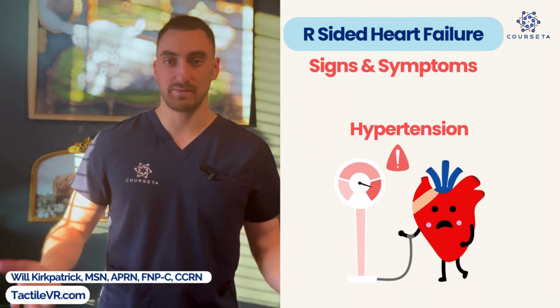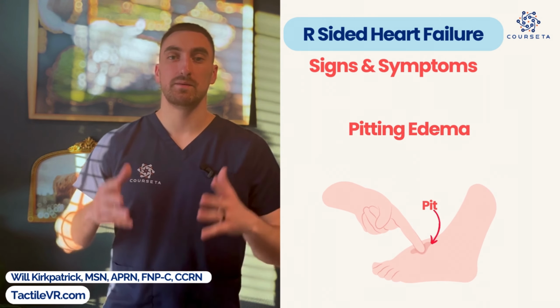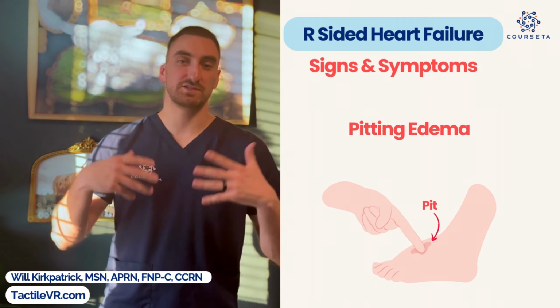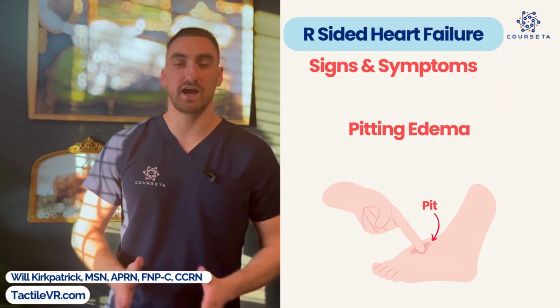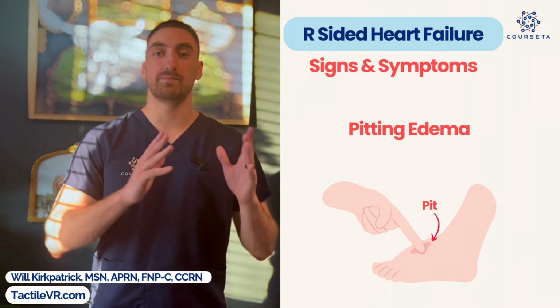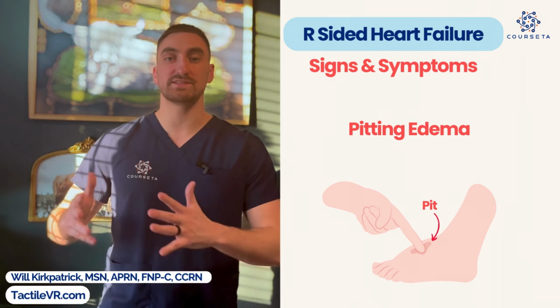Another sign and symptom of right-sided heart failure is hypertension because of the distension and the backup of fluid in the vascular space. And then key term here, guys, pitting edema. This is just peripheral edema, so the fluid backs up. You'll see it in the ankles or on the foot as a common location, but you want to remember pitting edema is associated with right-sided heart failure.